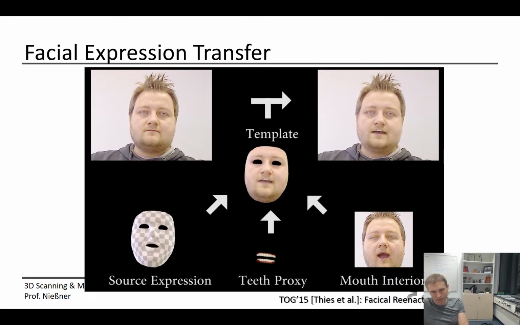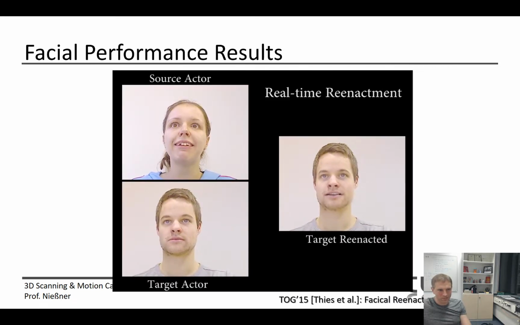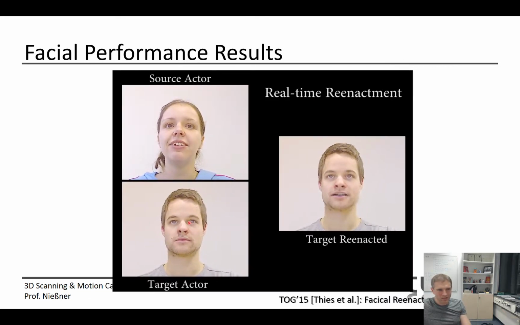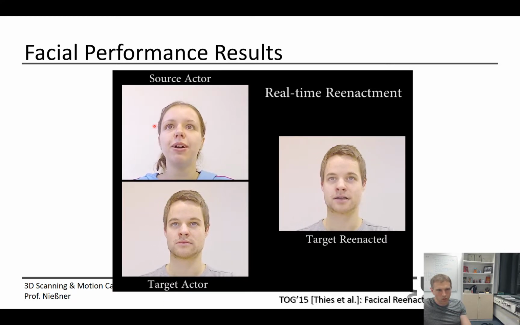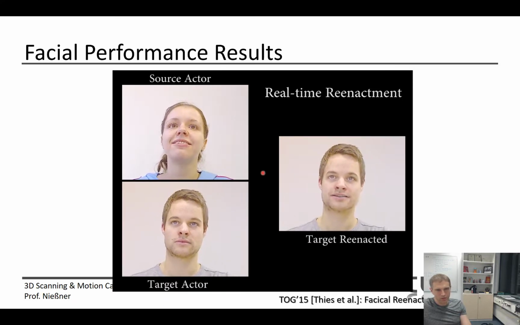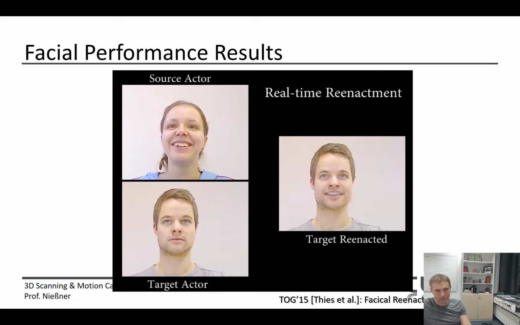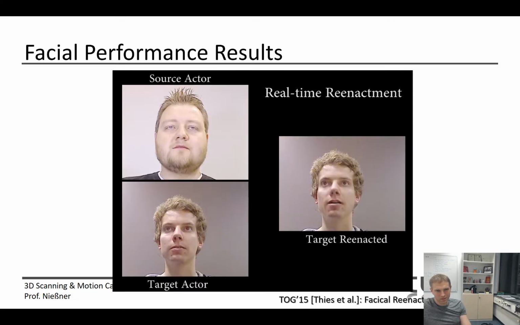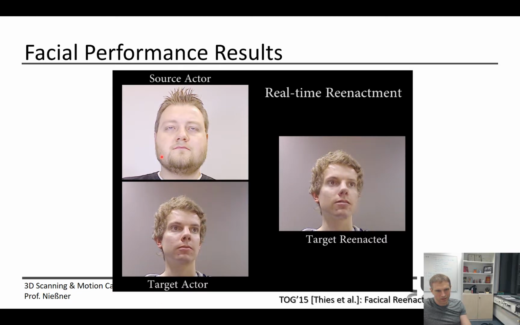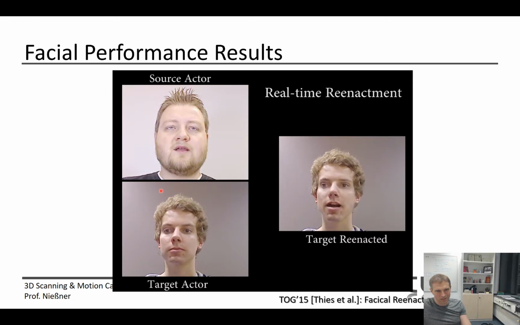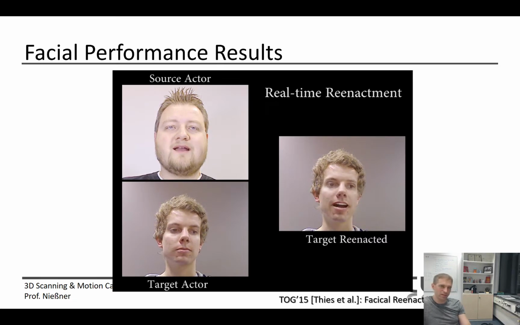Okay, here we have a few more results. Again, source actor, target actor. So her expressions are now being used to animate him as a target sequence. Same idea again. Target actor being controlled by him here. And you see that eyebrows, stuff like this, are all being animated here.